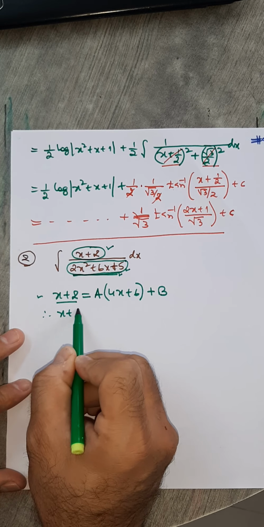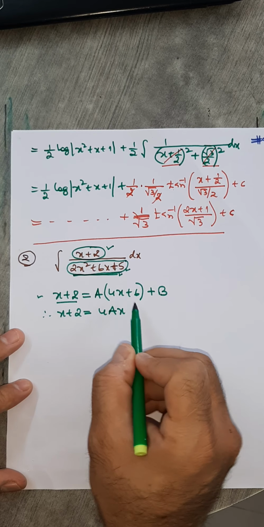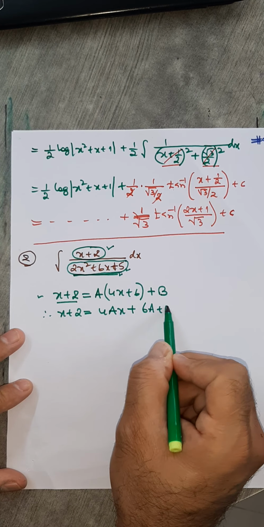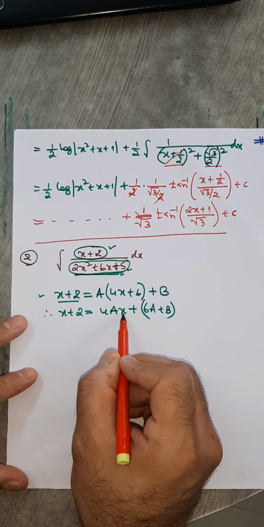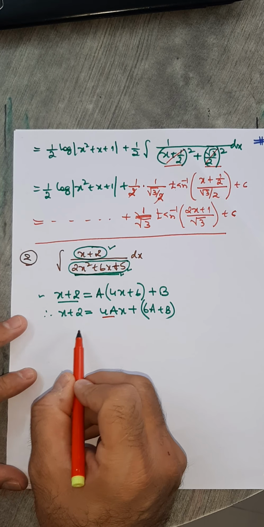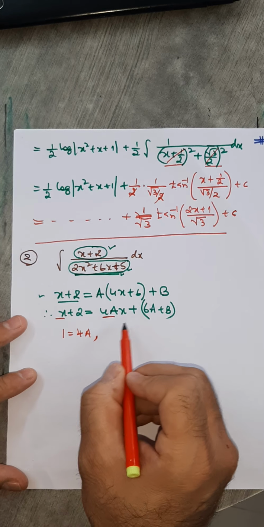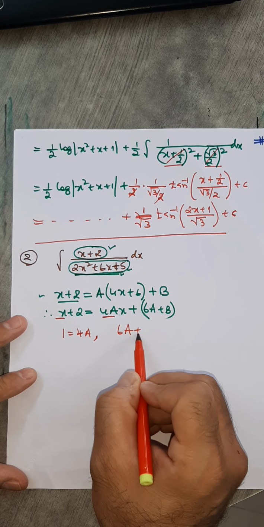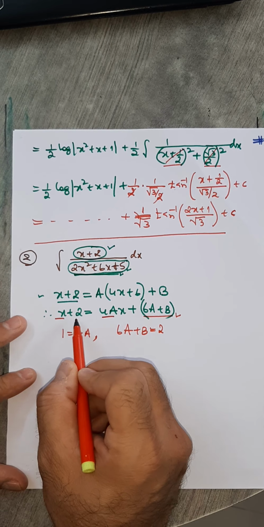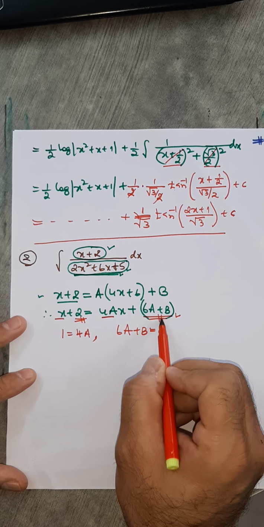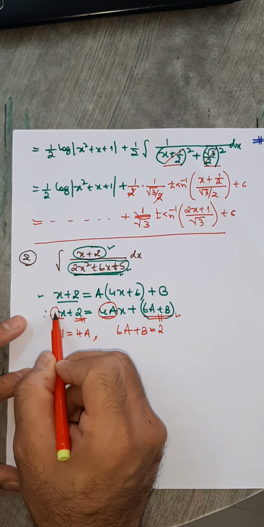So x plus 2 equals 4ax plus 6a plus b. Now compare the coefficients. The coefficient of x here is 4a, and on the other side it is 1. So 1 equals 4a. Then 6a plus b equals the constant 2. Comparing constant with constant, and comparing coefficients of x.